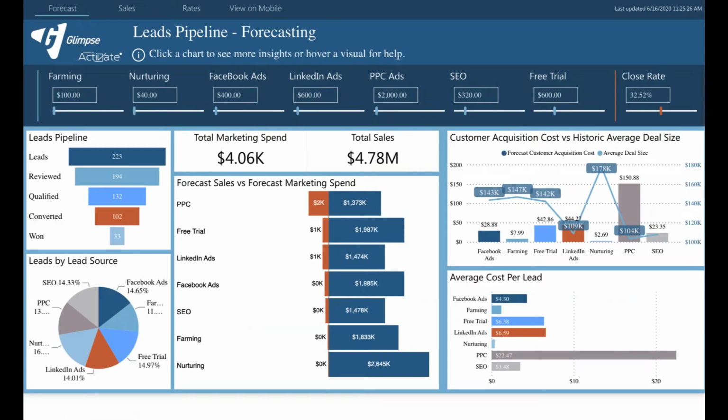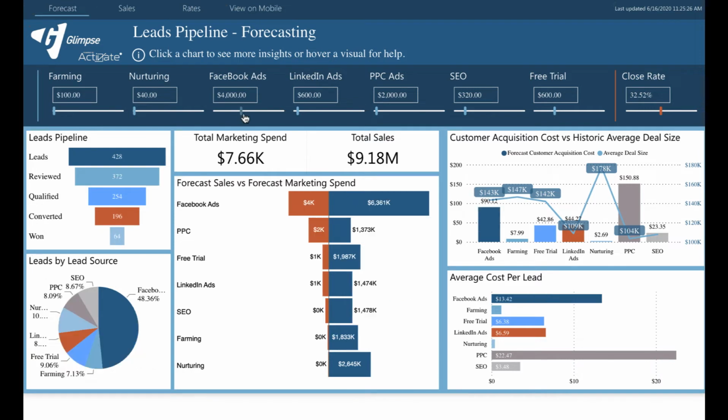Here's a leads pipeline for the CMO type presentation, where we take historical data from the lead yield from each of our campaigns and lead spend. We can look at farming and nurturing and everything out to free trial offers and SEO campaigns, and we can use these sliders to decide what our return is going to be.